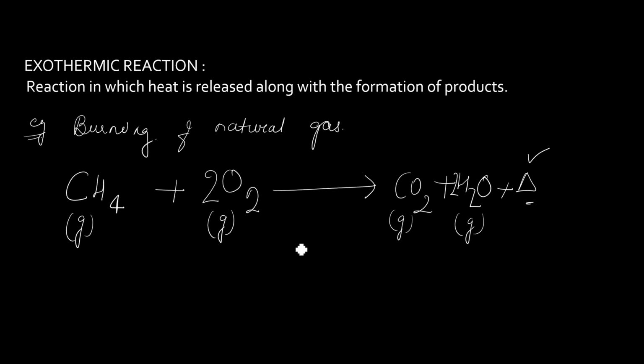So this is an example of an exothermic reaction. Burning of natural gas is also a combustion reaction. Anything which burns in the presence of oxygen gives carbon dioxide and water, and here a large amount of heat is released. That is why we say this is an exothermic reaction.